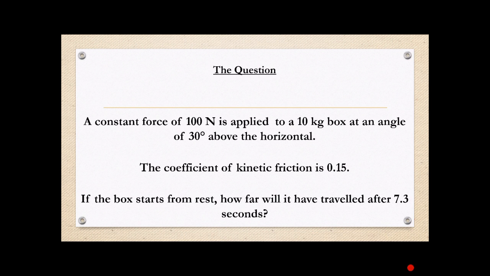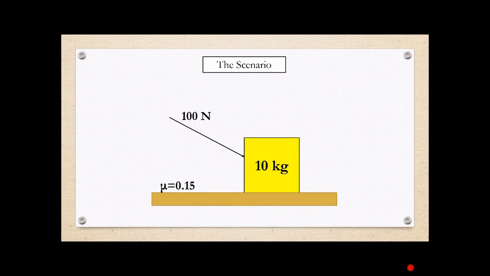Well, let's look at the scenario. The scenario is we have a 10 kilogram mass, we have a 100 Newton force applied to that mass at 30 degrees above the horizontal, and here we have a coefficient of friction, which is mu, and that's equal to 0.15. Note there's no units, it's just as it is.